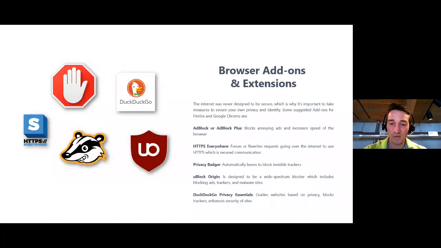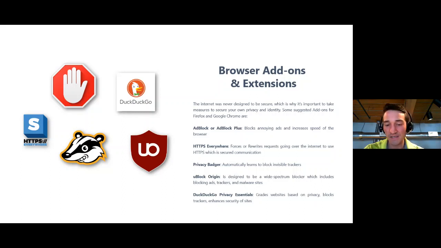Next, we're going to talk about some browser add-ons and extensions. These are just add-ons that you can put into Google Chrome and Firefox. All of these different ones here will add into it. A big one is using an ad blocker. Again, this is going to basically stop any ads from being populated on the web page that you're visiting, which a lot of times is going to increase the speed of that website just because it doesn't have to load all those ads, which bog it down after a while.